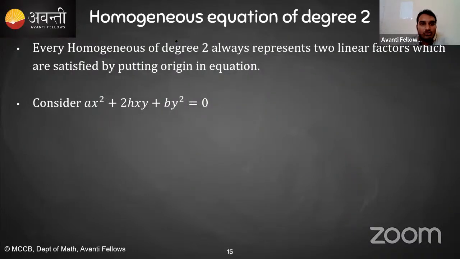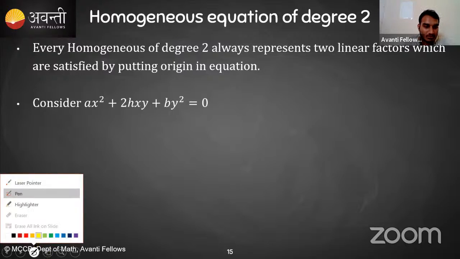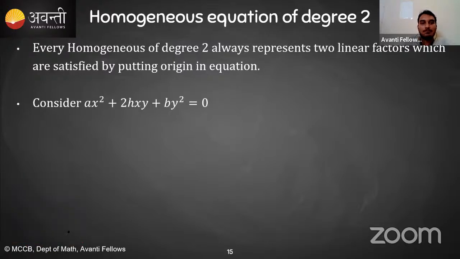So now let's talk about the homogeneous equation. What do you mean by homogeneous equation? When I say homogeneous equation of degree 2, it means the power of the variable terms will come out to be 2. Here the variable is x square, so power is 2. Here it is x into y, so power is 1 plus 1, 2. Here it is y square, so power is 2, right? So all the terms have power 2.